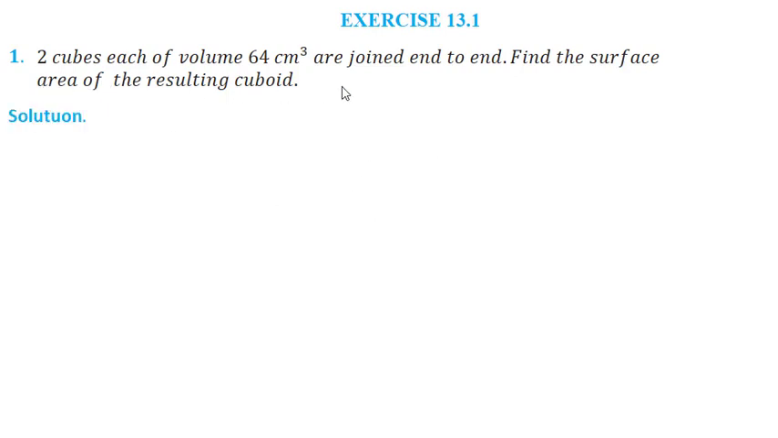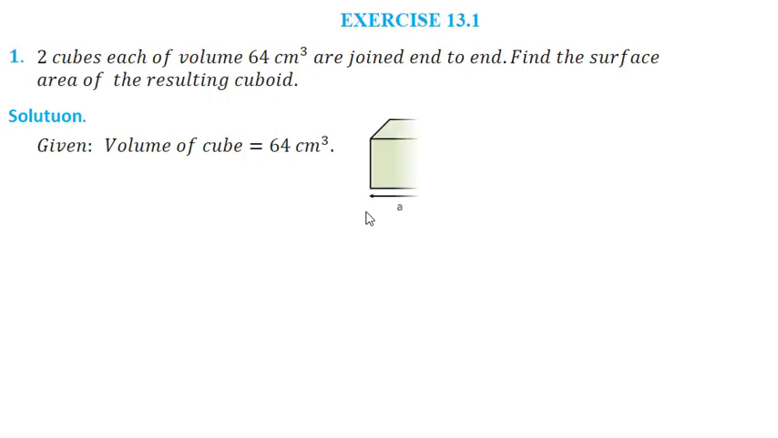Right, now see the first problem. Two cubes, each of volume 64 centimeter cube, are joined end to end. Find the surface area of the resulting cuboid. So here you have in your mind a picture of two cubes, and also a picture of when the two cubes are joined. The data given is the volume of cube, which is 64 centimeter cube. This is how the two cubes are.